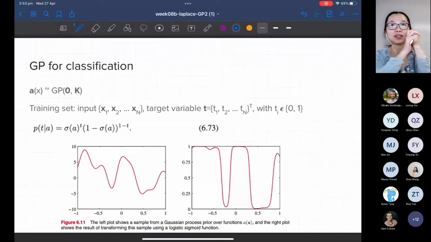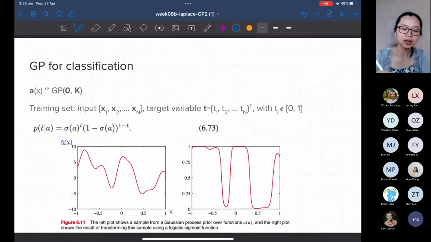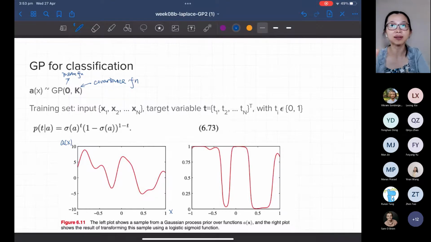Now let's come back to Gaussian processes. There's a small change of notation. Last week it was y of x, and this week it is a of x. Let's say we have input x, and there's a so-called latent function a of x. It's a Gaussian process with mean function 0 and covariance function capital K, which takes two arguments of x and produces a number, which you can think of as similarity.